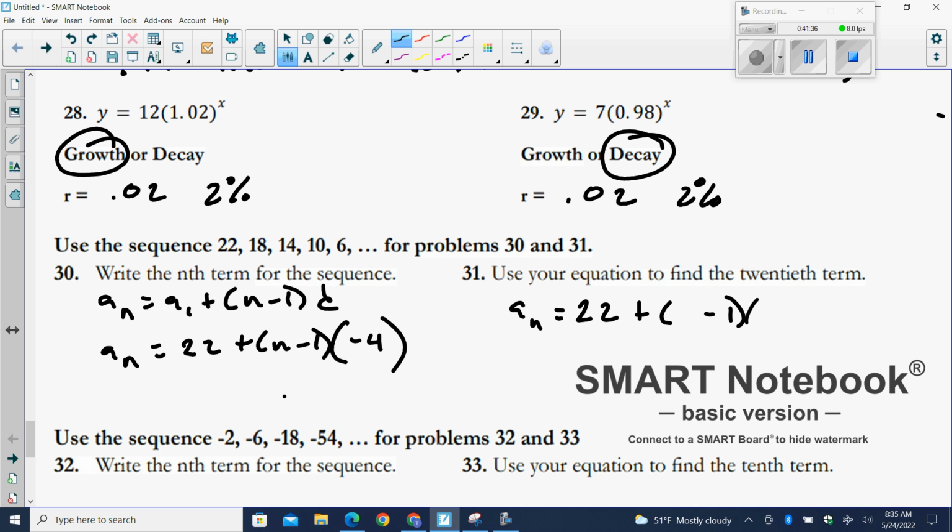Okay, everything's the same, except for now I'm looking for the 20th term. So n is 20. Plug in 20 for n, grab a calculator, type it in, and work it out. So I get 22 plus 20 minus 1 times a negative 4. And I come up with a negative 54. So a sub 20 equals a negative 54.